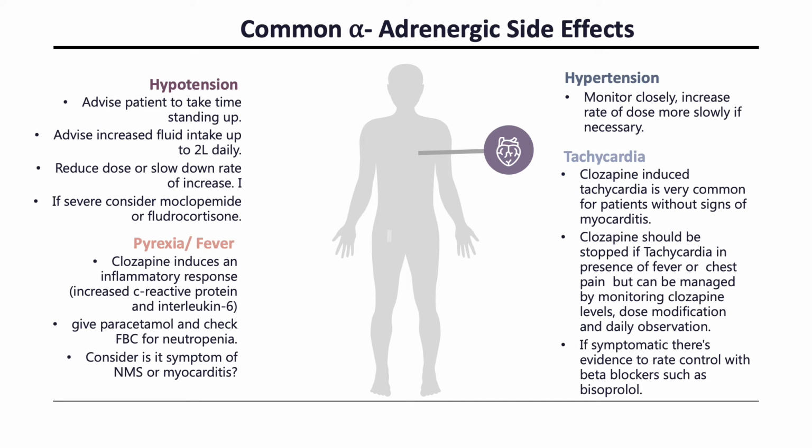Clozapine-induced tachycardia is very common for patients without signs of myocarditis. Clozapine should be stopped if there is tachycardia in the presence of fever or chest pain, but it can be managed by monitoring clozapine levels, dose modification, and daily observation. If symptomatic, there's evidence to use rate control with beta blockers such as bisoprolol.